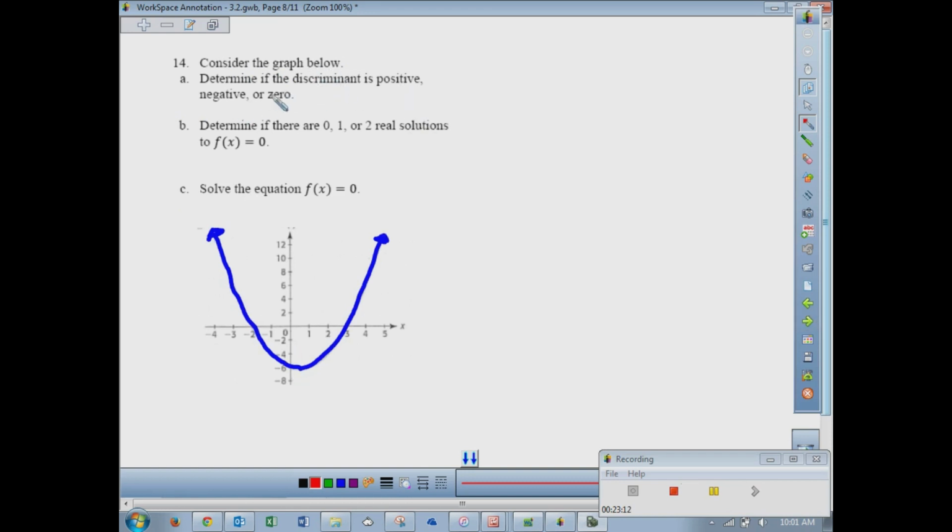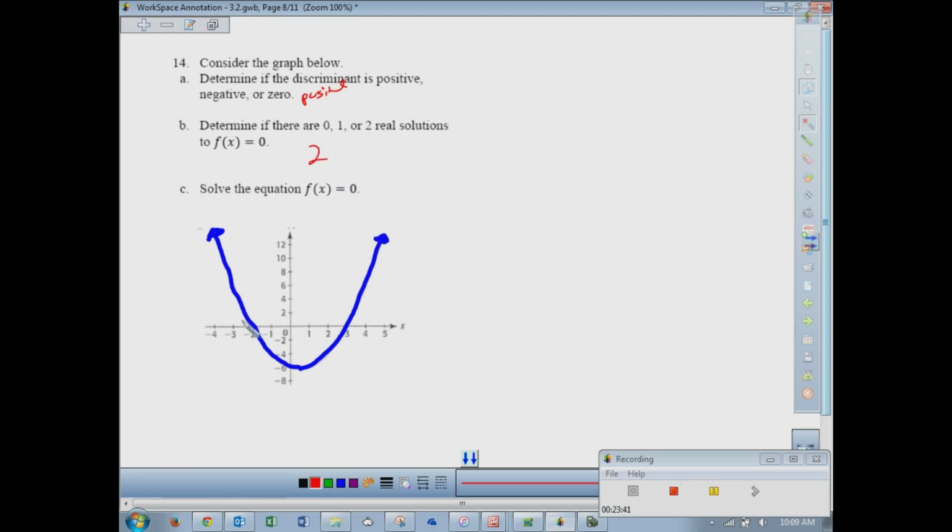Is the discriminant positive, negative, or 0? It's all about how many places he crosses the x-axis. Doesn't he cross two places? So what kind of discriminant do we have? Positive. My bad, that goes up here. So he was positive. How many real solutions will there be then? Well, you could see them. How many real solutions are there? There are two real solutions.